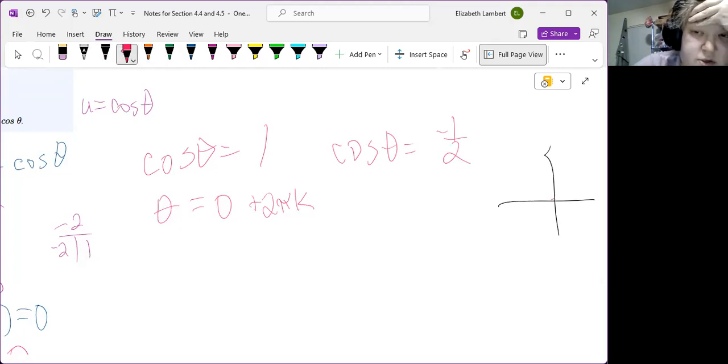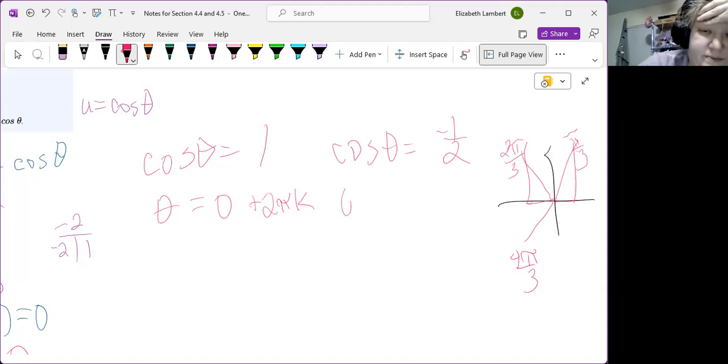So short side, long side, short side, long side. That is our 60 degrees, pi over 3. So this is 2 pi over 3 and 4 pi over 3. So that is the other things theta could equal: 2 pi over 3 plus 2 pi k, and 4 pi over 3 plus 2 pi k.